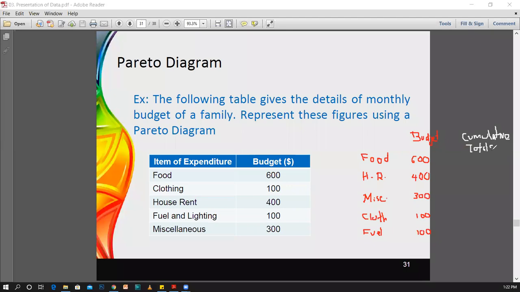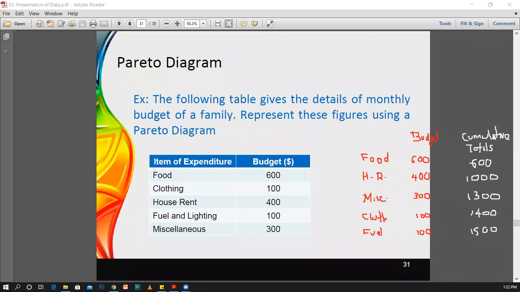Okay. When you obtain this cumulative total, the first value comes first, 600, then 600 plus 400 becomes 1000, plus 300, 1300, then plus 100, 1400, and then the final value, again 100, means the total would be 1500.